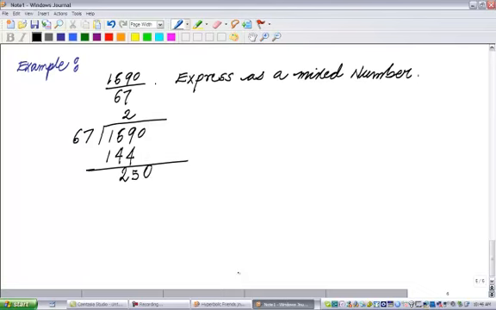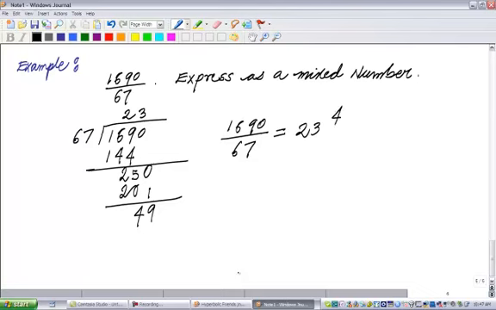I get 250 now. 4 is going to be too big, so we're going to go with 3. 3 times 7 is 21, right? And then I have 2. 3 times 6 is 18, 18 plus 2 is 20. And then if I subtract now, I have to borrow 1 from 5. I get 10. 10 minus 1 is 9. Now I have 4 minus 0 is 4. That's 49. So 1690 divided by 67, as a mixed number, we can express it as the quotient is 23. Remainder is 49 divided by 67. Okay?